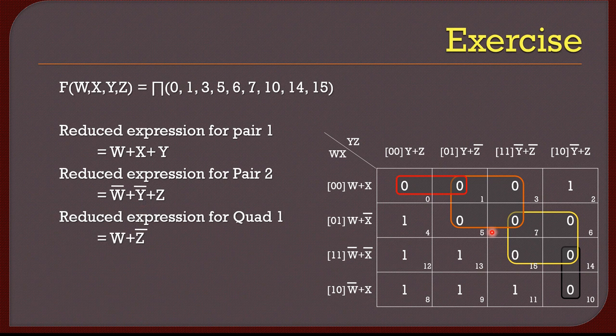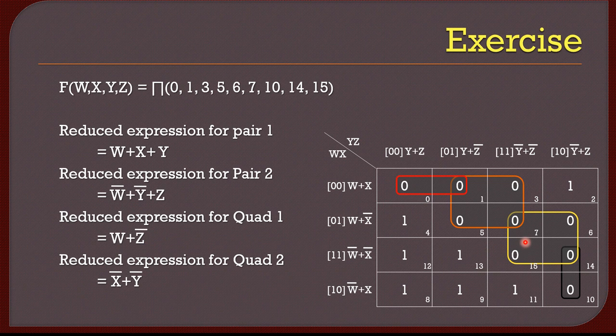Now reduced expression for chord 1. Okay, this is chord 1. So here you can see w does not change its state. Okay, first two boxes, the w does not change its state, but you can see x is changing its state to x dash, so you are going to remove x. And also you can see y is changing its state to y dash, so you are going to remove y. So you will have remaining z dash. Z dash is same for both the boxes, so you are going to take y plus z dash as the reduced expression for the chord 1.